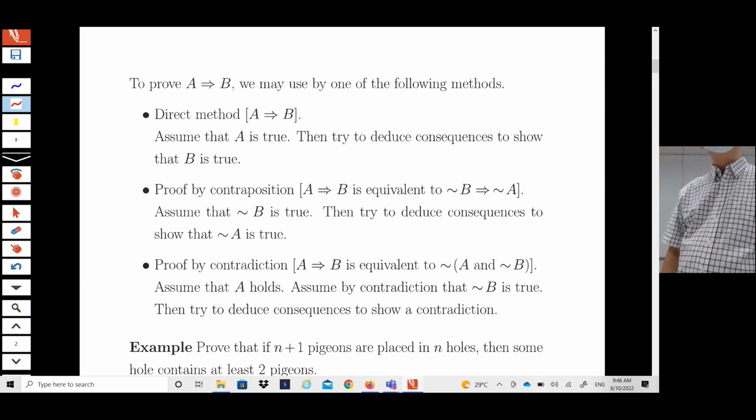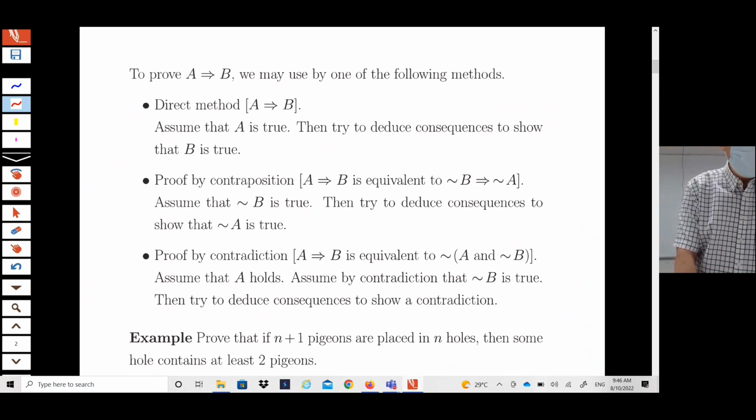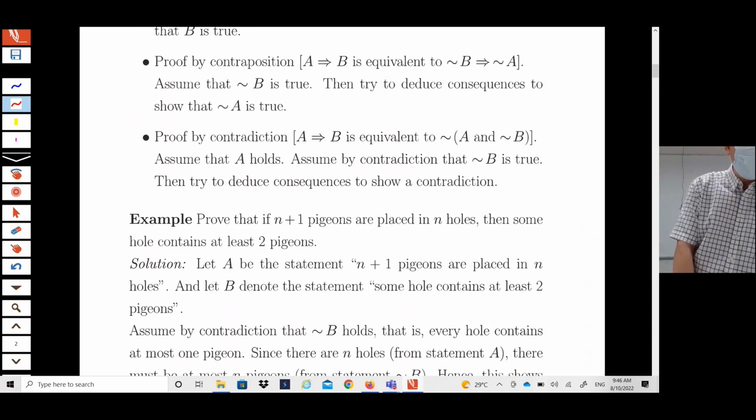I think we will. There is one proof in our lesson where we will use proof by contradiction. To give you an example of the proof by contradiction, we prove that if n+1 pigeons are placed in n holes, then at least one hole must contain at least two pigeons.